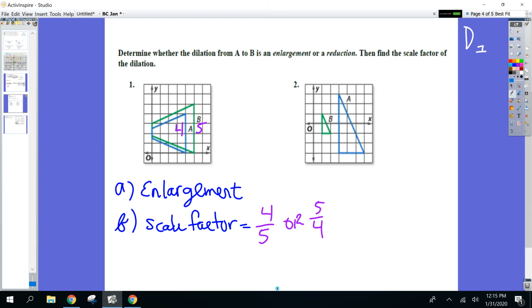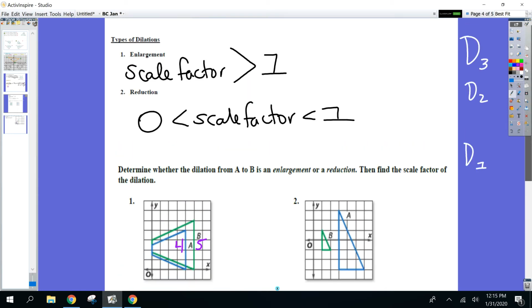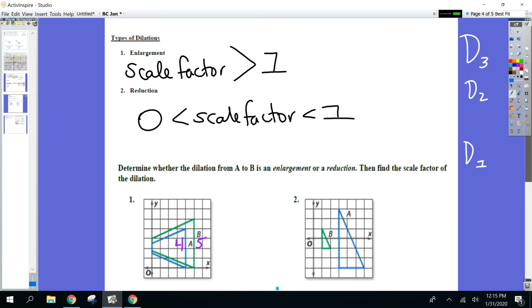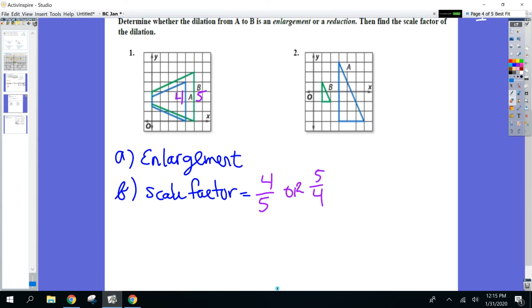What did you guys just tell me in part A? It's an enlargement. What do I have to know about my scale factor? It's got to be greater than 1, so which one do I need to accept? 5/4, yep. It's got to be 5/4.